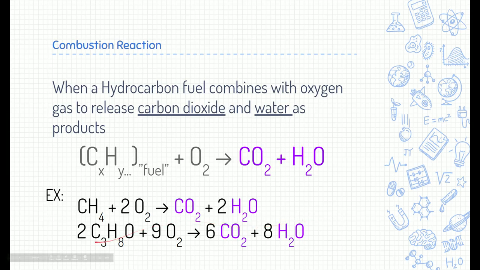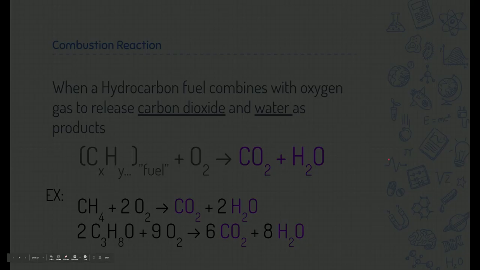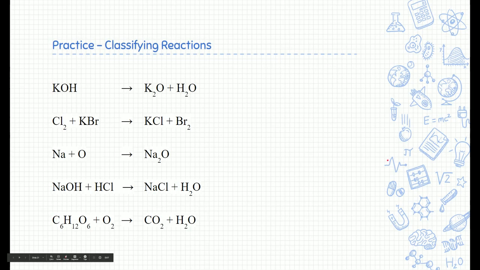The next one is isopropyl alcohol. You can light isopropyl alcohol on fire with the presence of oxygen in the air, and it will also create carbon dioxide and water. All right, let's just do a practice being able to classify these reactions. So let's say we wrote these reactions and we want to be able to classify them. The first one is a decomposition reaction.